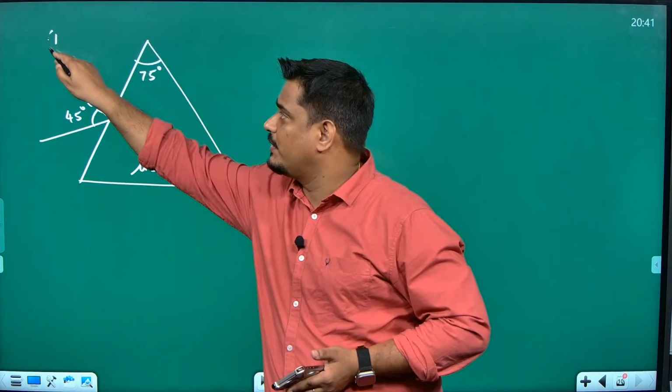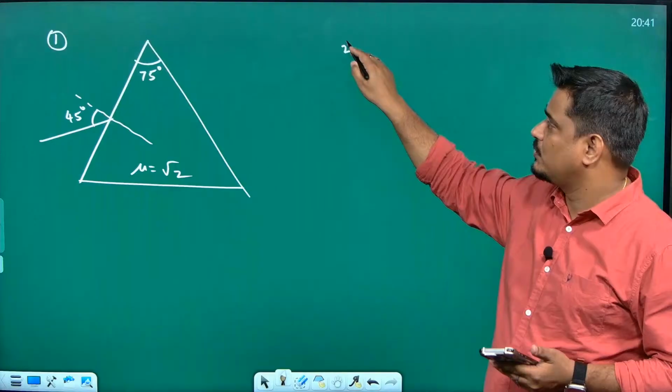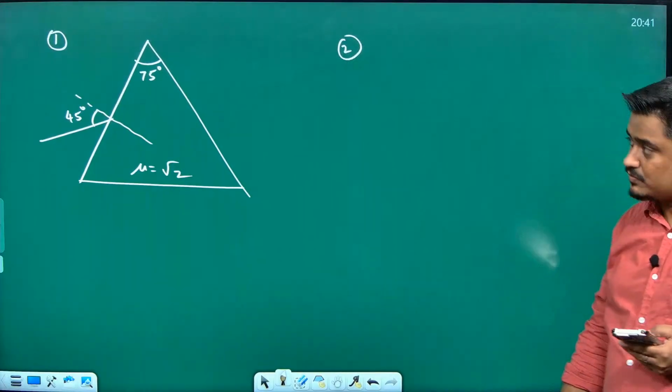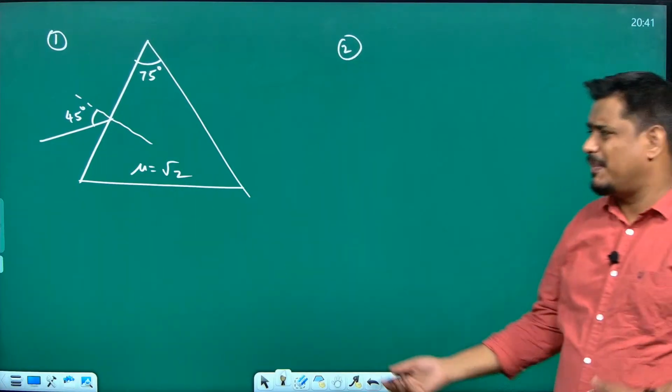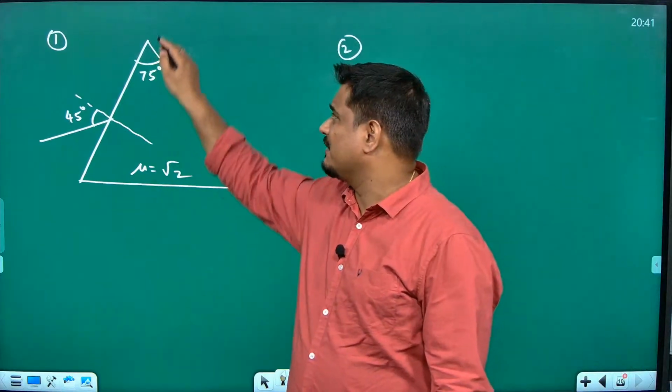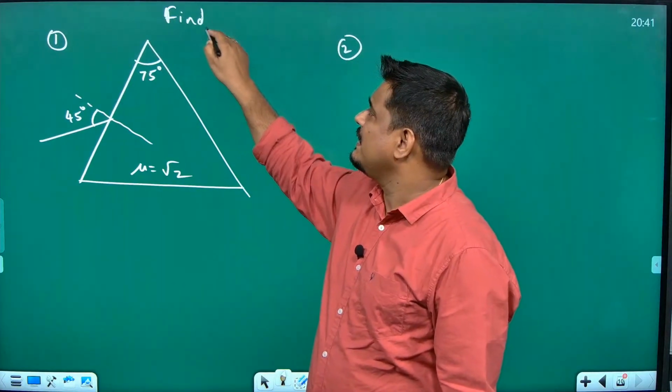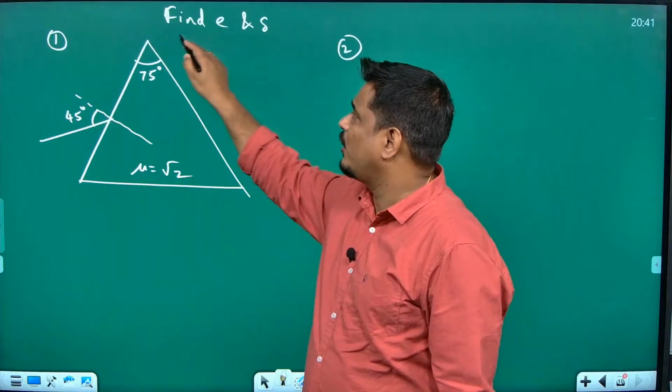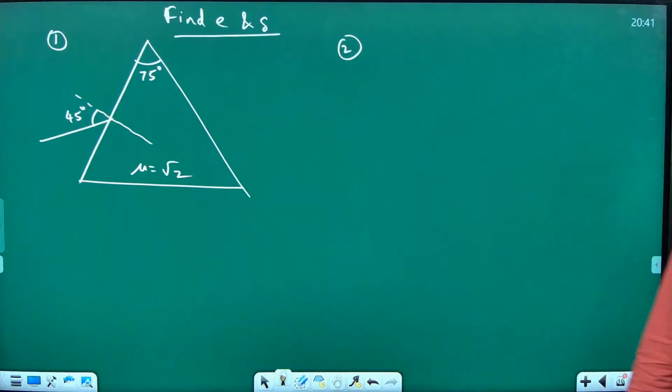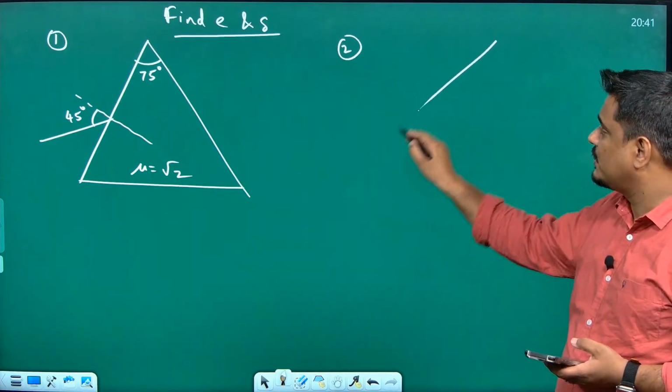This is question number 1. This is question number 2. Complete the path of the ray, or you can write find I and E, whatever. Find E and delta, that is angle of emergence and angle of deviation. You have to find that only. That is the aim. Next question is like this.